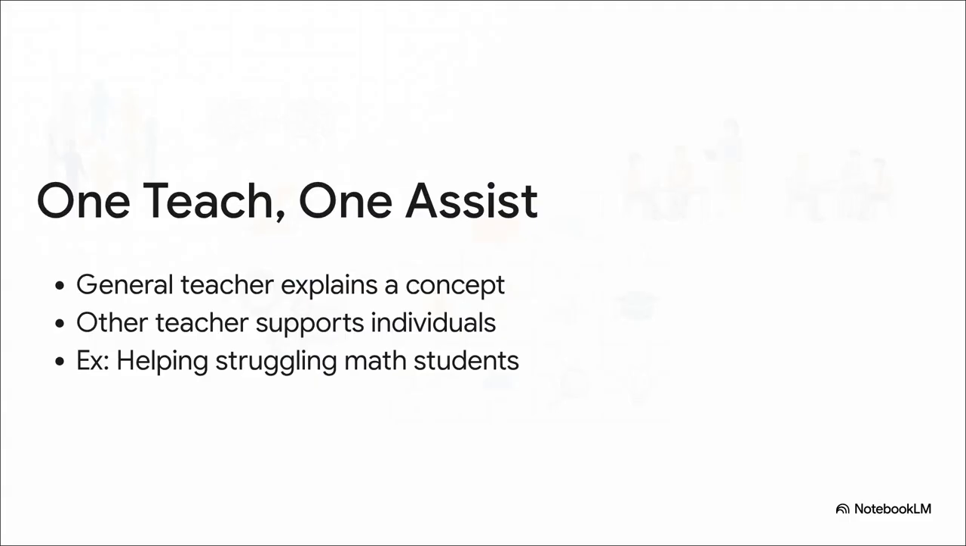Let's look at a few specific methods you can use. A great foundational strategy is one teach, one assist. Here, the general teacher explains a broad concept, while the other educator actively roams the room supporting individual students. For instance, you could be at the board explaining a really complex math concept, while your co-teacher spots the students who are confused and offers them targeted, quiet help without ever stopping the main lesson.